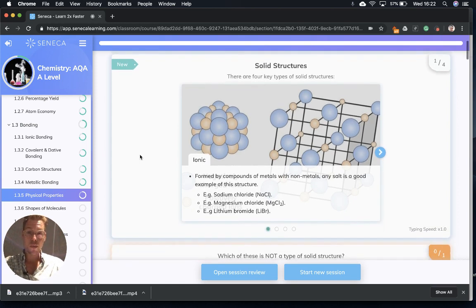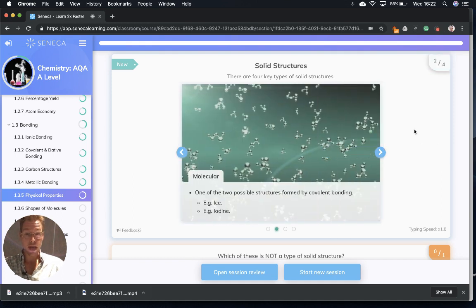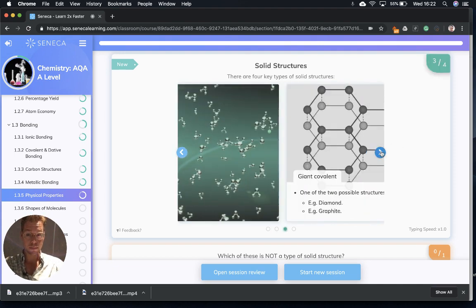So we're going to start with solid structures, and there are 4 key types of solid structures. First of all, we're starting off with ionic, formed by compounds of metals and non-metals. Any salt is a good example of this structure. So sodium chloride, lithium bromide, magnesium chloride, all great solid ionic structures. Next, we have molecular solid structures, and they are formed by covalent bonding. Examples include ice and iodine, and those are structures formed by covalent bonding.